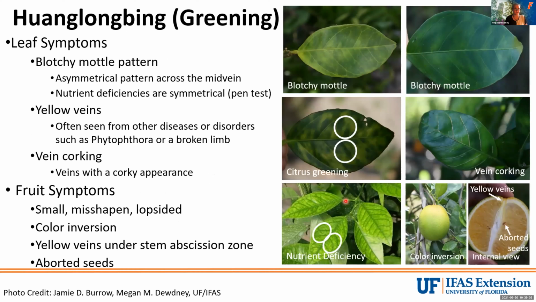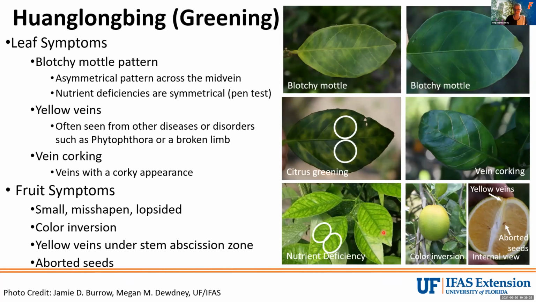The last disease I'm going to talk about is probably our biggest problem, as we've all talked about earlier today, huanglongbing or greening. And I'm just going to talk about the leaf symptoms or the symptoms on the trees, just so you can recognize them easily. So leaf symptoms, the familiar blotchy mottled pattern, which is really just an asymmetrical chlorosis, and looking at that across the mid vein, as you can see here, the two sides do not look the same.